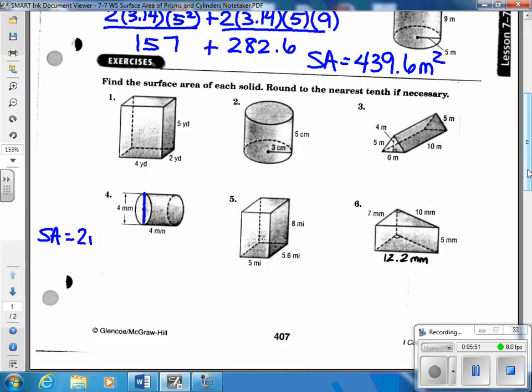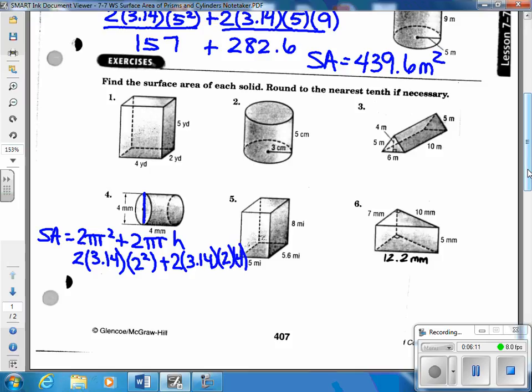All right, so we have 2 pi r squared plus 2 pi r h. Let's plug in our pieces. Pi is 3.14. The radius is half of that 4, so that'd be 2 squared plus 2 times 3.14 times 2, and then the height is the 4 that it's laying down on. Now we want to do our multiplication in chunks. So we do this chunk and then add those two values together. When we come through with 2 squared first, it's just 4 times 3.14.